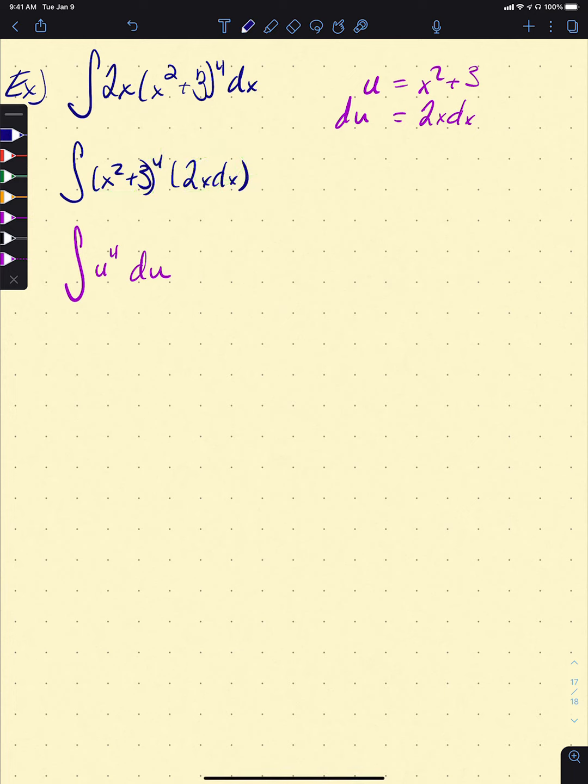Now for step 4, I can evaluate this. This is going to be 1 over 4 plus 1, which is 5, u to the fifth plus c. Then my final step is this back substitution: 1 over 5 times (x squared plus 3) to the fifth plus c. And that gives us our solution.